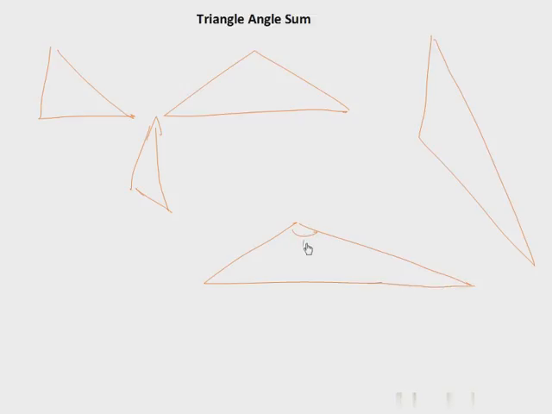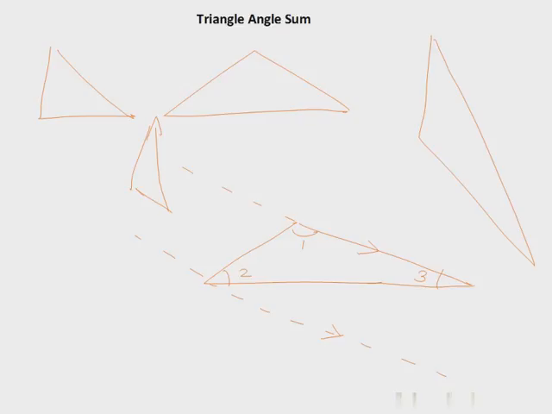So this is angle 1, this is angle 2, this is angle 3. Now, I want to find out the sum of these angles. So I'll draw a line parallel to one of the sides from the third vertex. So I'm drawing, this is one side, I'm drawing a line parallel to this side, but going through the third vertex. And I'll extend both lines.